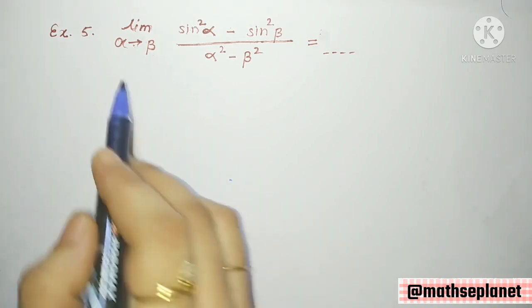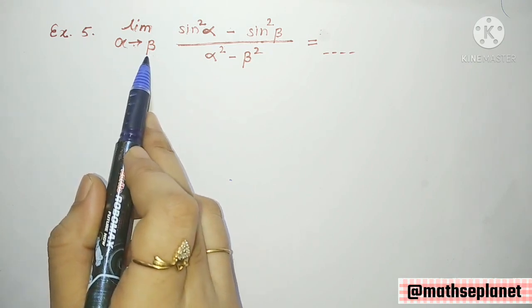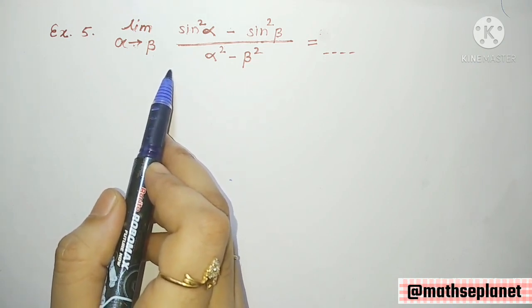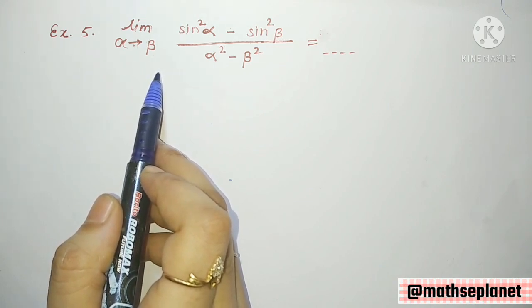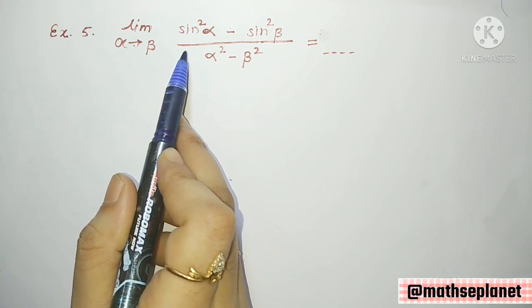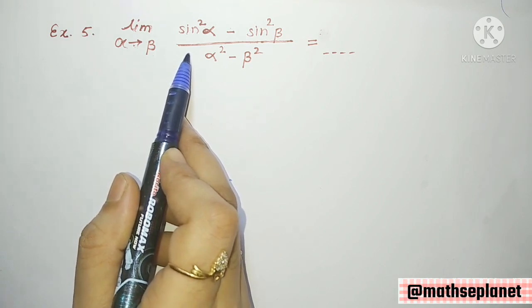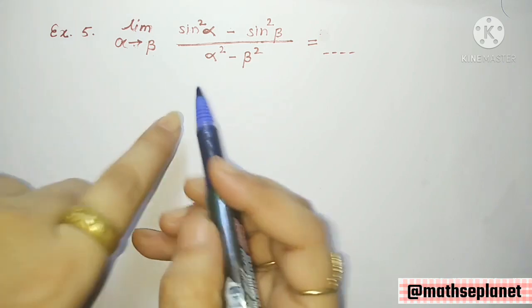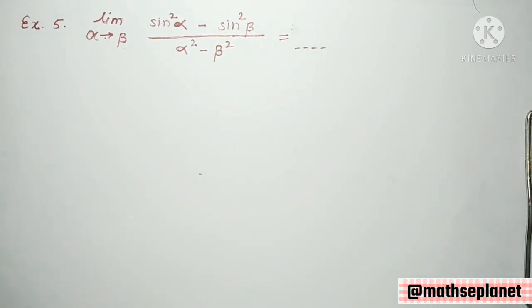Here you have to remember that alpha is a variable and beta is a constant value. Keep this in mind and then proceed for the solution. In this example also you have to check whether the function is giving us an indeterminate form, that is 0 by 0 form or infinity by infinity form or not. If yes, then we can apply L'Hopital's rule as usual.